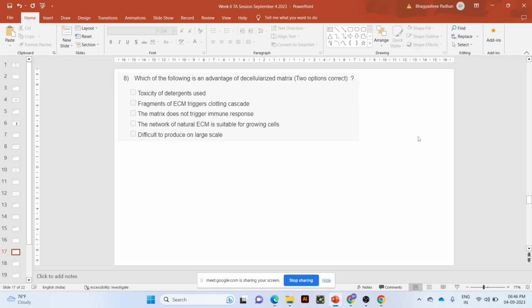Next question. Which of the following is an advantage of decellularized matrix? Toxicity of detergent used. This is a disadvantage. Fragments of ECM triggers clotting cascade. This is also a disadvantage. The matrix does not trigger immune response. This is an advantage. The network of natural ECM is suitable for growing cells. Another advantage. Difficult to produce on large scale. This is also a disadvantage. So the matrix does not trigger immune response, and the network of natural ECM is suitable for growing cells are the two advantages of decellularized matrix.